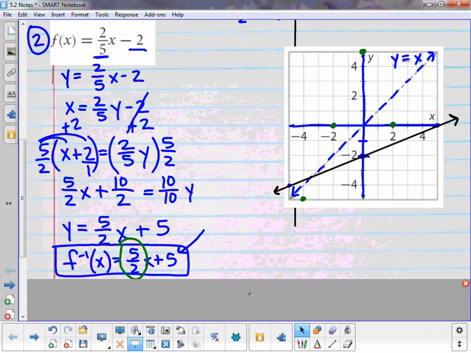So anyhow, let's draw a line correctly this time. So they both have a positive slope, and when you reflect it over this blue line in the middle, the y equals x, then it will reflect on one another, which is what inverses will do. So that is the correct inverse graph of this 5/2 x plus 5.